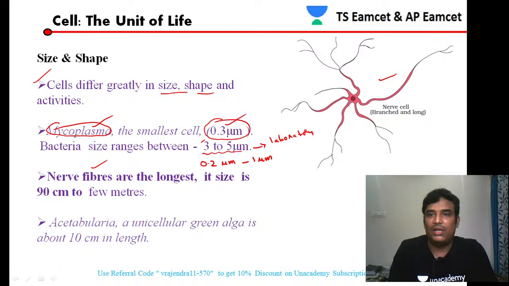You can see this is the nerve cell. The nerve cell appears branched and long, and it is the longest cell. How much is the size of the nerve cell? It is 90 meters. Then another example, Acetabularia, is a unicellular green alga, which has a length of 10 centimeters.